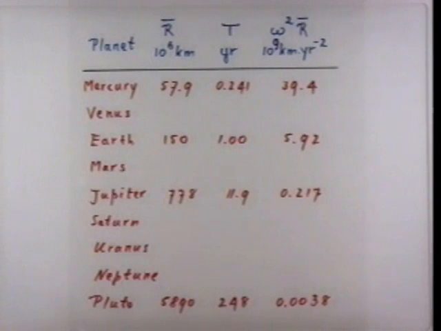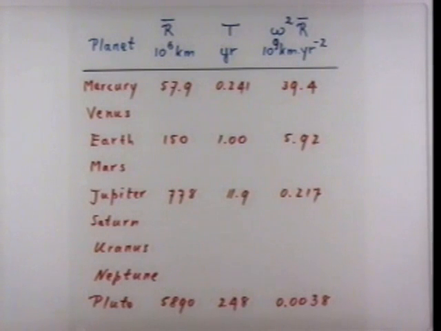So I look up the mean distance to these various planets, and you see that here in millions of kilometers. Notice that Mercury is about 100 times closer than Pluto. By the way, this is on the web, so don't copy this. You will find this on the 801 homepage. Then I looked up how many years it takes to go around the sun: 12 years for Jupiter, 1 year for the Earth, and I looked up all the other values.